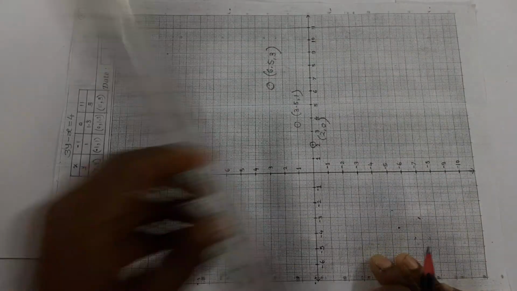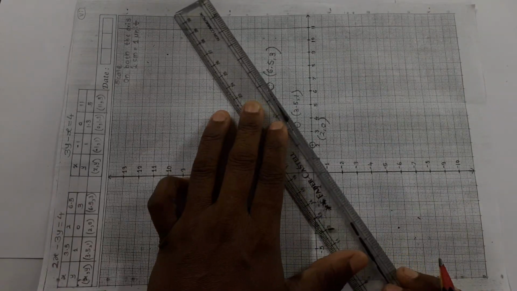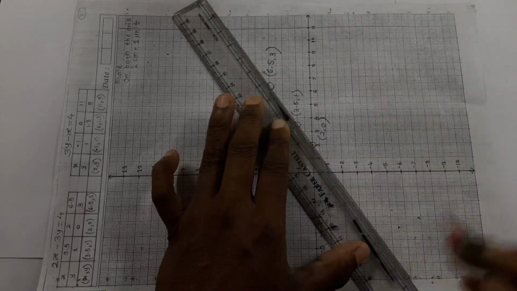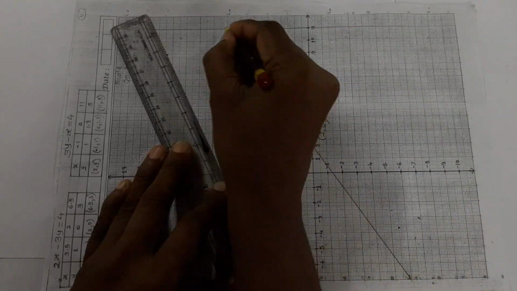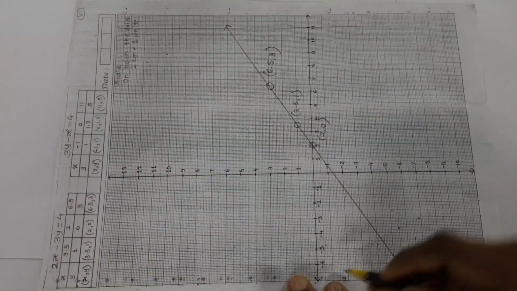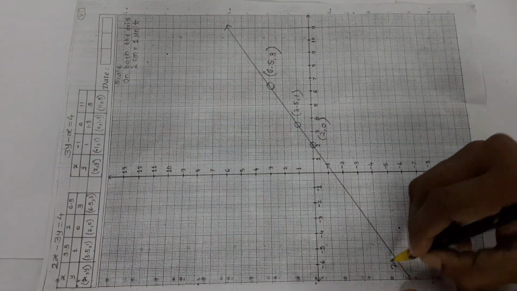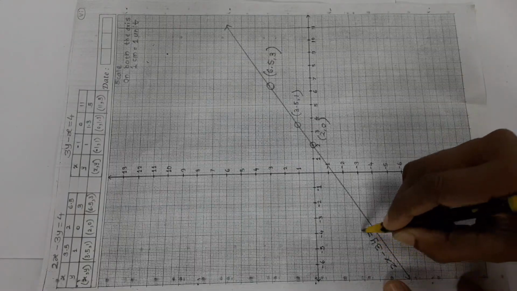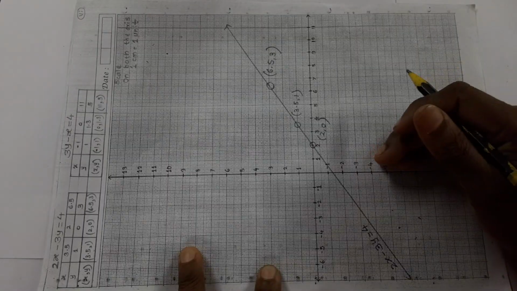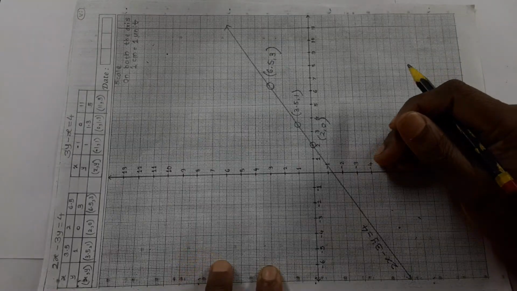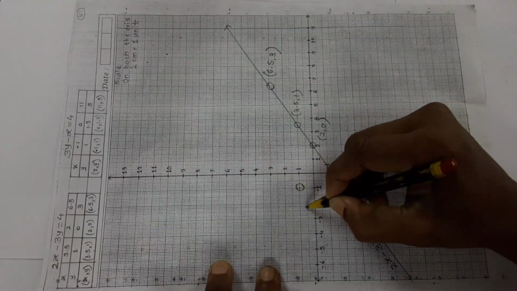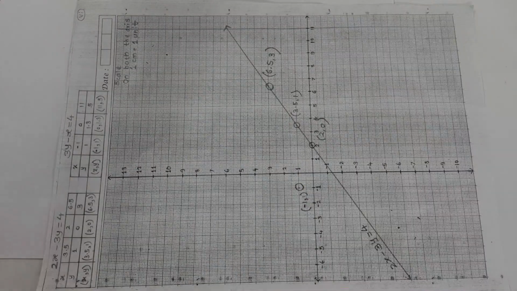Then here students, I draw the line passing through these points. This is the line passing through these 3 points. So name the equation of this line, that is 2x minus 3y is equal to 4. Then plot the coordinates for the second equation. So minus 1, 1. So this is the position of the minus 1, 1 coordinate.